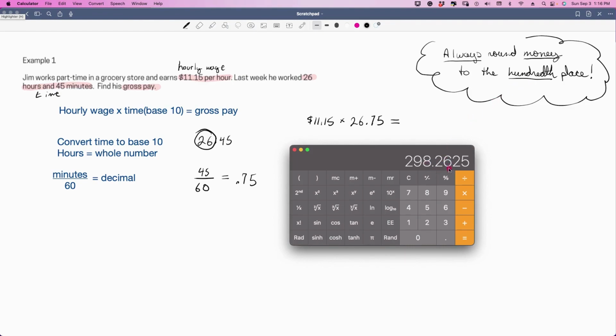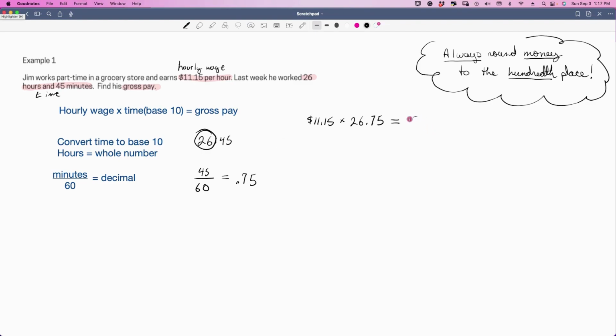So we look at the 2nd decimal place, and that's a 6. The next one is a 2. We can't round this up because it's less than 5. So it's $298.26 is how much he made, and that would be the answer to that problem. So remember the formula, hourly wage times time in your base 10 is going to equal gross pay. And this is the total amount that he earned in the last week.